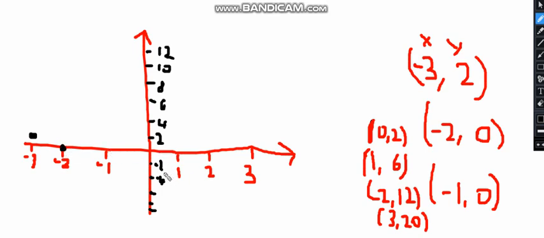Okay, then the next one is -1, 0. So we start at the origin, go across to -1, and we go up 0. Okay, next point is 0, 2. So we don't actually go across any amount, we just go up 2. And then 1 across, 6 up. Okay, the video ends at 10 minutes, so I'm just going to quickly go through it. 2, 12, and then like 3, 20 up here, and your graph will look something like this.